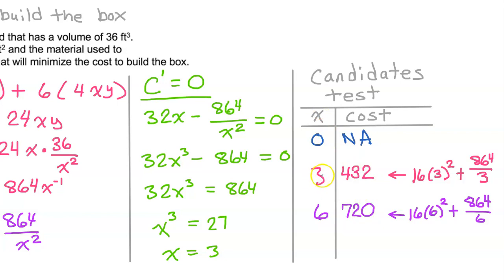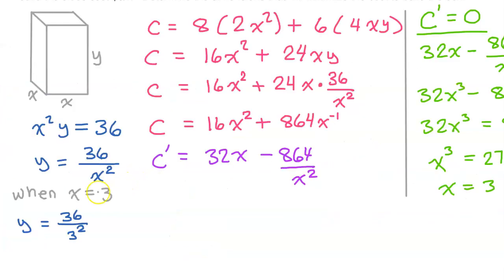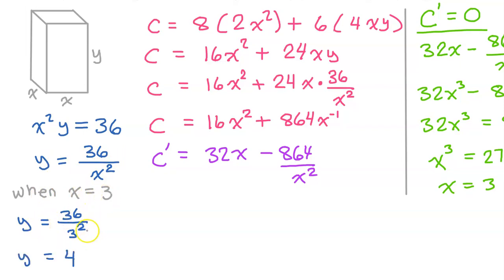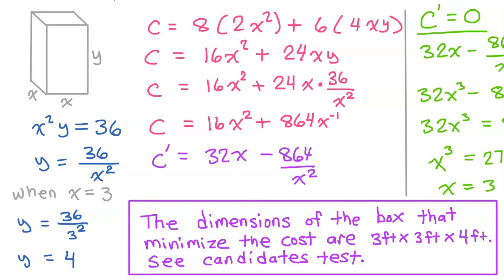Let's find the y value that goes with it. At the beginning of the problem, we found that y is equal to 36 over x squared. So when x is 3, y equals 36 over 3 squared. In other words, y equals 36 divided by 9, which equals 4. In summary, the dimensions of the box that minimize the cost are 3 by 3 by 4. See Candidates Test.